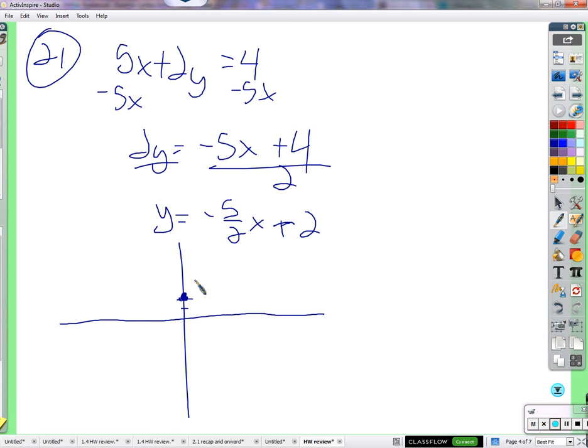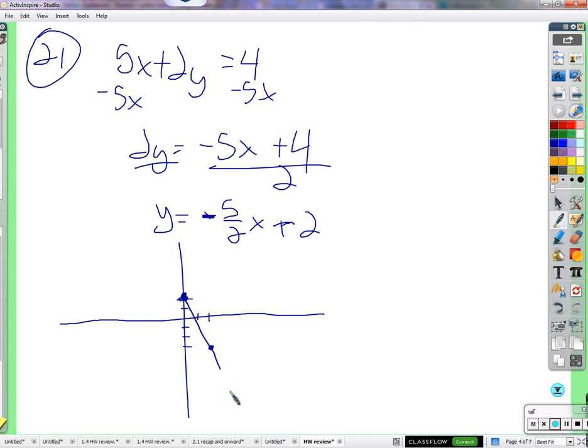Not 1. See, now 1 makes this a fraction, 5 halves x then is a fraction. The number 2 is a whole number, right? And it will make a whole number out of 5 halves times 2. So we go over to 2, right? And I can just kind of see what's going to happen. The 2's are going to cancel. It's going to leave me with a negative 5. I'm going to subtract 5 from 2. Subtract 5 from 2, right? So there's a negative there. Negative 3, right? We went over 2, and we went down 5.